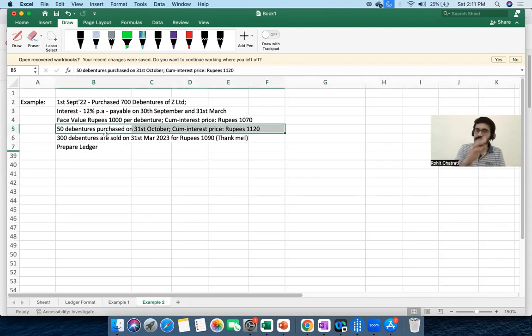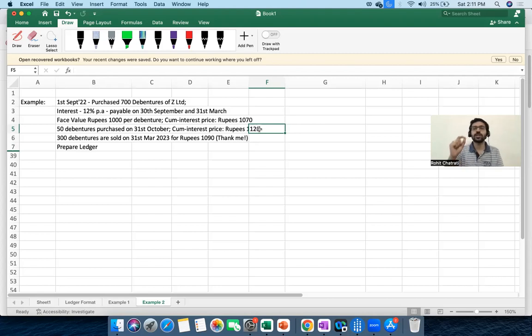only 1 month has passed by, and this price of 1120 includes that 1 month of accrued interest. It is already embedded into 1120, and you do not have to pay over and above this 1120. What you will actually pay to the seller is the 1120 itself.